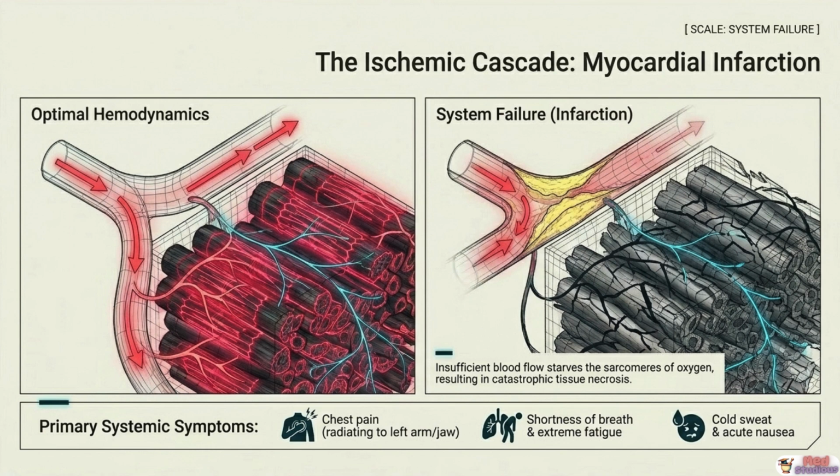Clinically, this catastrophic failure presents with definitive systemic symptoms: intense, crushing chest pain that often radiates down the left arm or up into the jaw, profound shortness of breath as the pump fails, extreme fatigue, and a cold, clammy sweat triggered by a massive surge of the sympathetic nervous system.